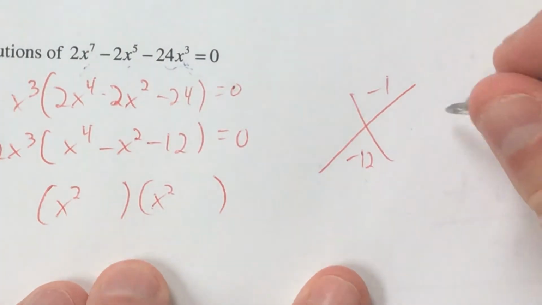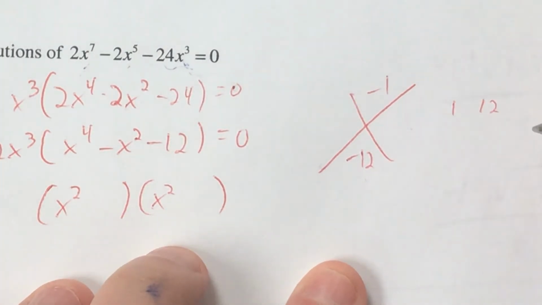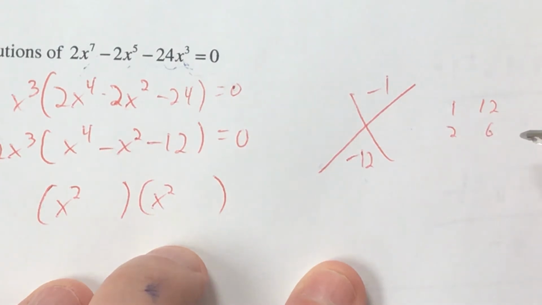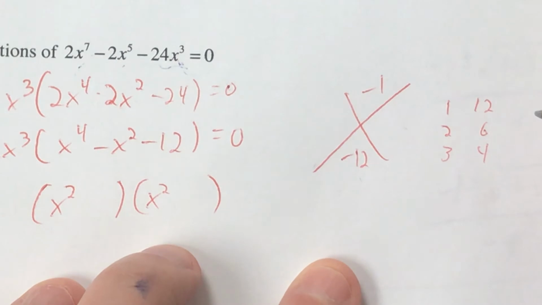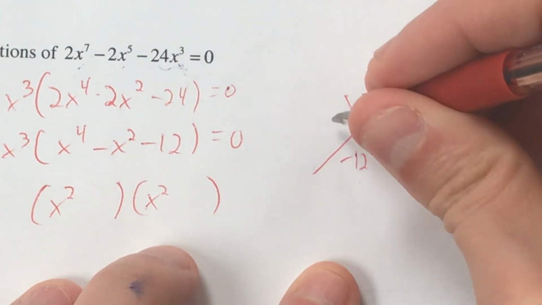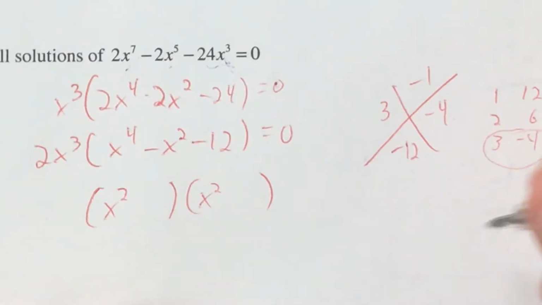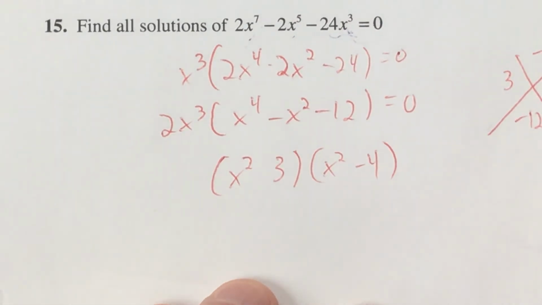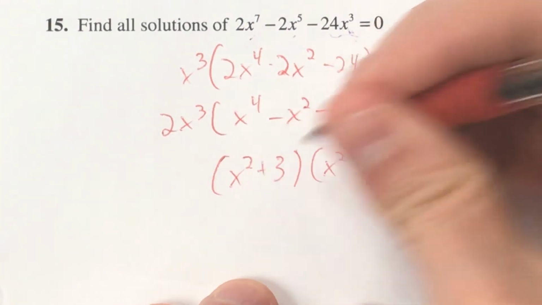What multiplies to 12? Maybe 1 and 12? No. Maybe 2 and 6? No. Maybe 3 and 4? Yeah. 3 and 4. Or 3 minus 4. So 3 minus 4. Like so.